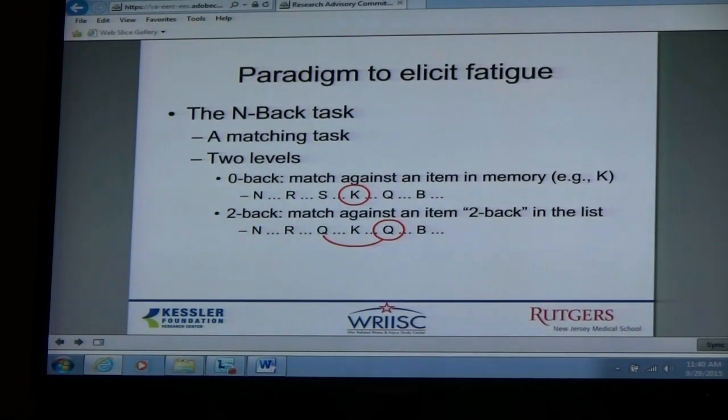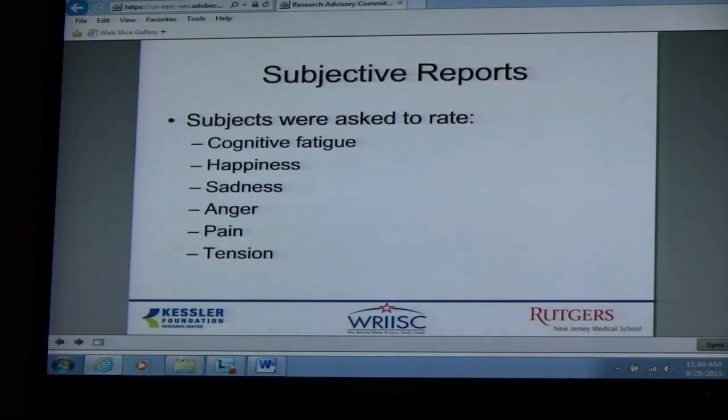So you have to hold items online in memory. You have to remember that Q 2 back in the list, even though you're also remembering K because it might be relevant later, and the 2 back task is very challenging.